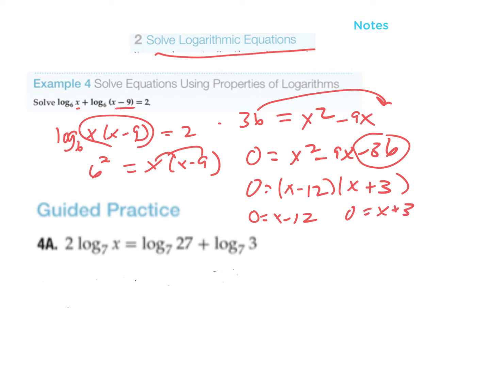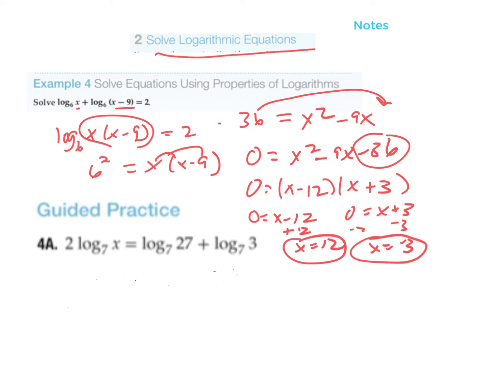And then I solve, so I add 12 to both sides. So x equals 12 for the first one. If I subtract 3 from both sides, I get x equals negative 3. And so I've solved this equation by first creating an equation that I can solve, which is a quadratic.